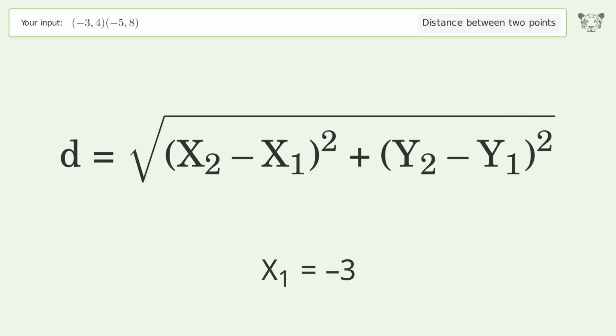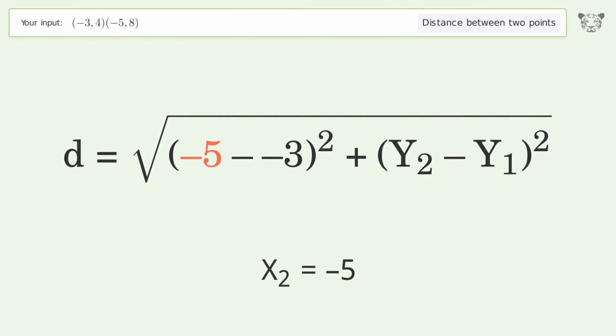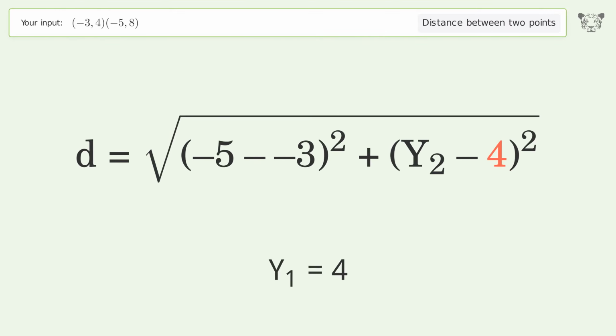x1 equals -3. x2 equals -5. y1 equals 4. y2 equals 8.